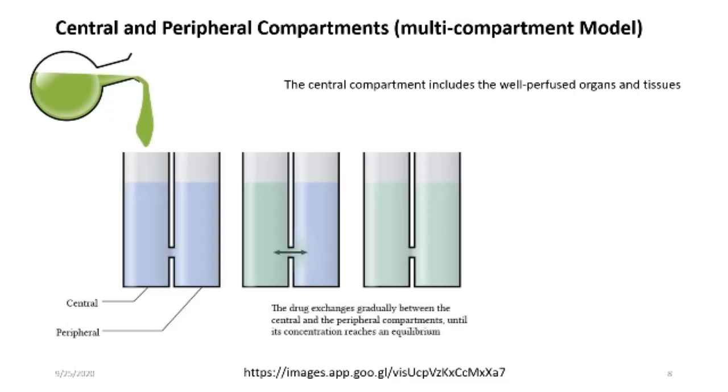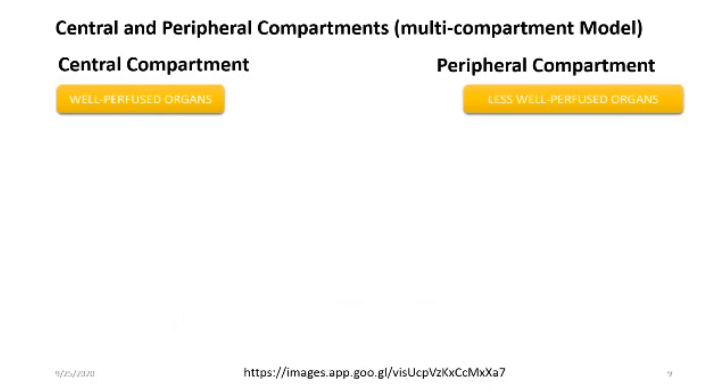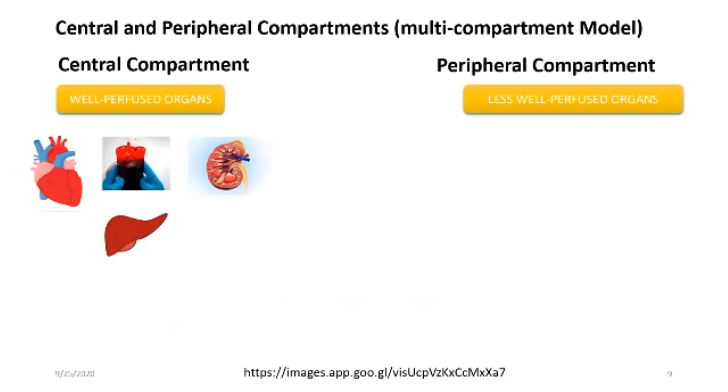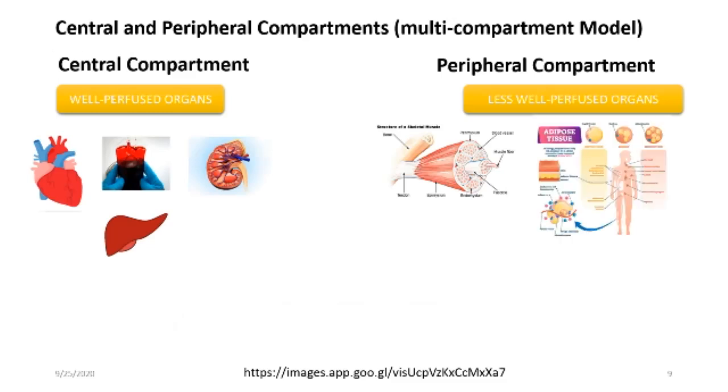So the central compartment includes perfused organs and tissues, while the peripheral compartment includes organs that are less perfused, like your skeletal muscles and the adipose tissue. So the well-perfused organs, as I said before, would be the heart, the blood, the kidney, and the liver, while less perfused organs would be the skeletal muscular system and the adipose tissue.